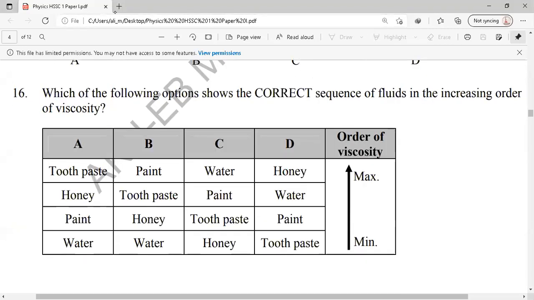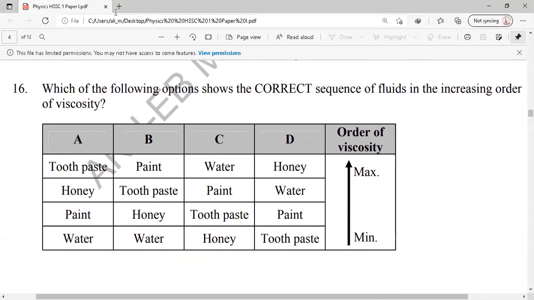Let's come to our question number 16. Which of the following options shows the correct sequence of fluids in increasing order of viscosity? So let's see these options, in which the last one should have the minimum viscosity, while the upper one should have the maximum viscosity. So in this option we have toothpaste with a minimum viscosity, while the water lies above the paint and toothpaste. This option is incorrect.